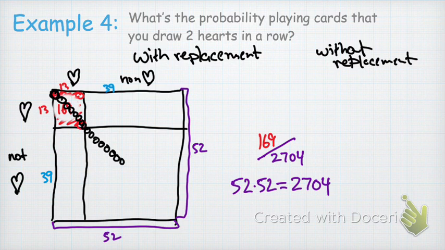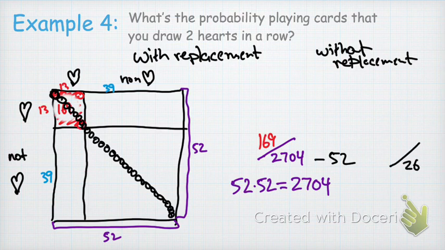Likewise, we wouldn't be allowed to have, say, the eight of spades and the eight of spades given to us in a row. And so along this diagonal, there are 52 different possibilities that we have to remove from the table. And so we can do that. If we take 52 away from the denominator, then 2,704 minus 52 is 2,652 options now.